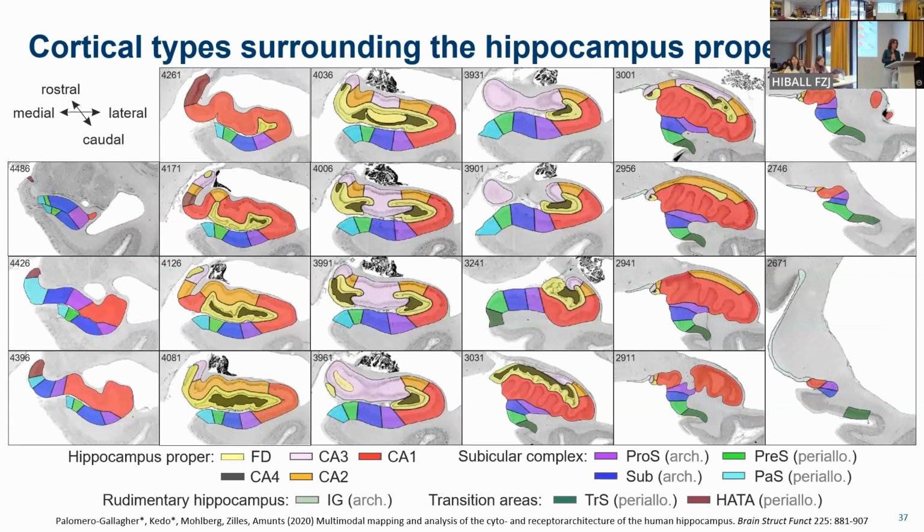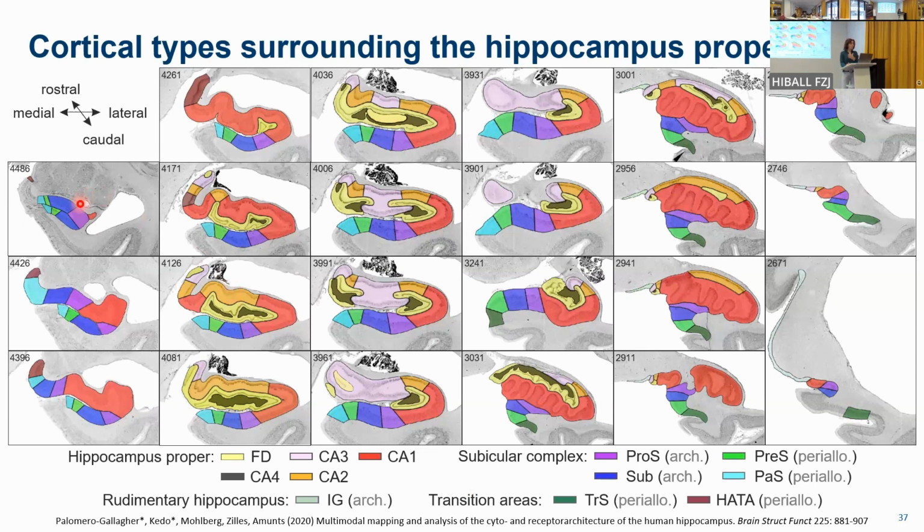This here shows an image that Olga created, really in unbelievable detail. She delineated each one of the architectonically distinct regions into which the hippocampus proper can be subdivided. So in the hippocampus proper, we've got the fascia dentata. Then we've got the cornu ammonis region with its CA1, 2, and 3 areas. And then we've got the areas of the subicular complex, okay?